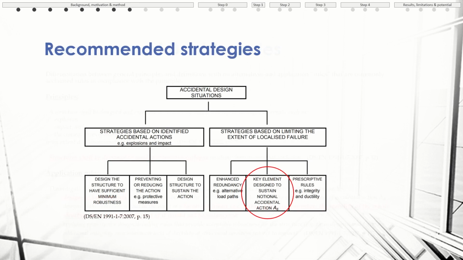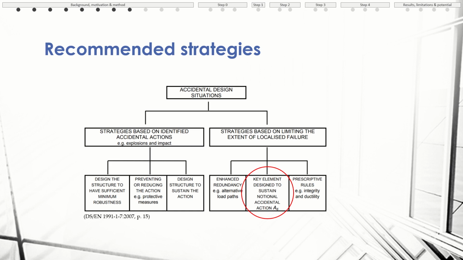The Eurocodes also present this figure here, where they divide their methods into different strategies. The ones on the left are based upon pre-identified accidental actions in the building, whereas the strategies on the right side are more like general observations. So yes, our primary focus is these key elements which we want to locate. Here it says that they can be designed. In order to design them, however, we want to locate them first.